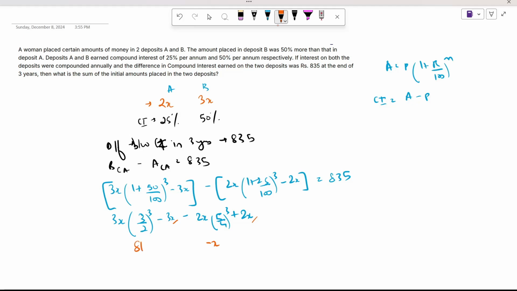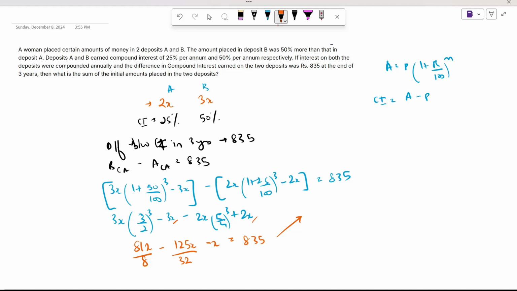And this would be 3 to the power 4, that is 81, x upon 2 cube, that is 8. This would be 5 cube, that is 125x, and this would be 4 cube, that is 64, but 64 divided by 2 gets cancelled, so this would be 32. And this is equal to 835. So we can calculate the value of x from here.